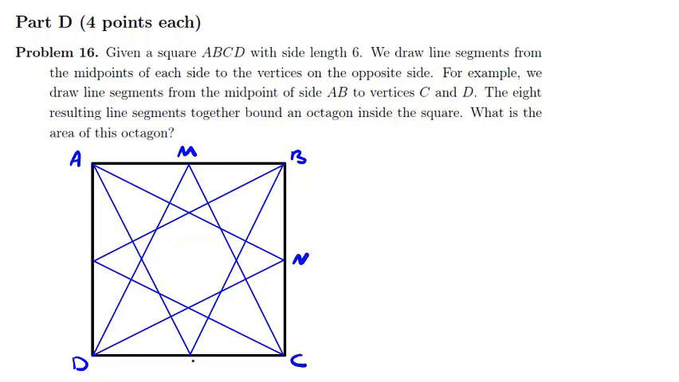Okay, so let's consider M, K, L, the midpoints, so all of them are 3, 3, 3, 3, because the side length is 6. The 8 resulting line segments together bound an octagon inside the square. And the problem asks: what's the area of this octagon? So we want to find the area of this part.